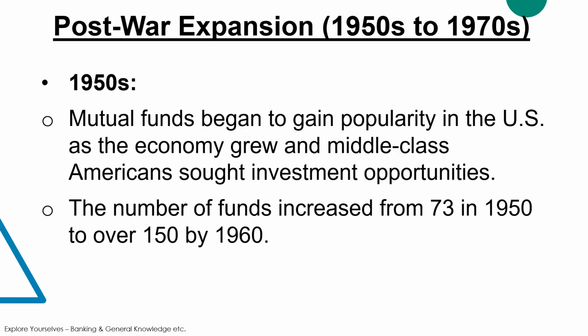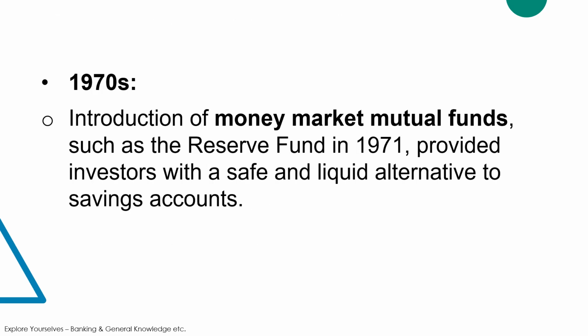Post-war expansion, 1950s to 1970s. 1950s, mutual funds began to gain popularity in the US as the economy grew and middle-class Americans sought investment opportunities. The number of funds increased from 73 in 1950 to over 150 by 1960. 1970s, introduction of money market mutual funds, such as the Reserve Fund in 1971, provided investors with a safe and liquid alternative to savings accounts.